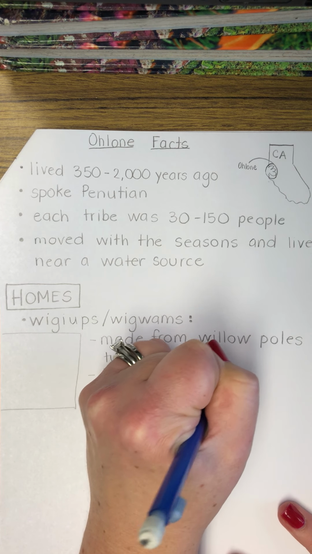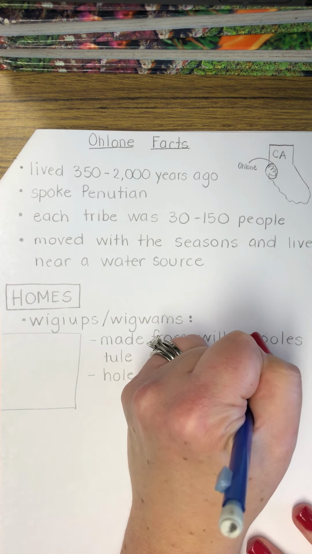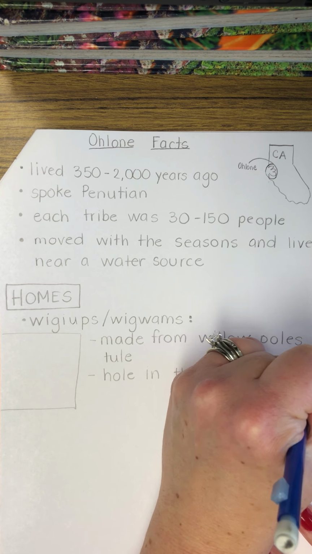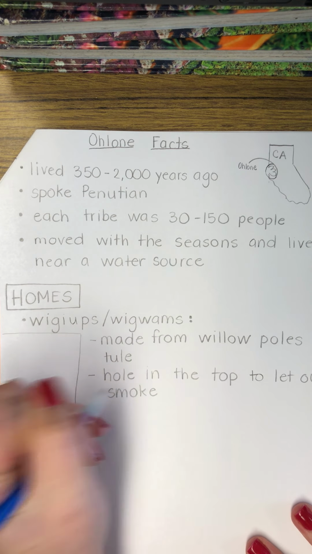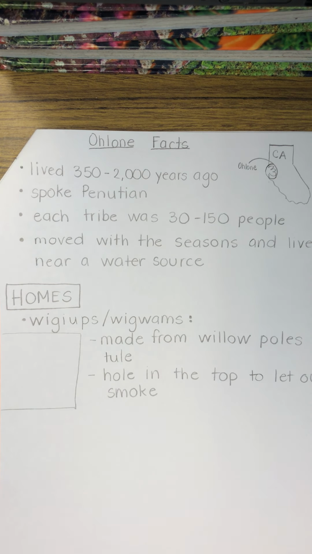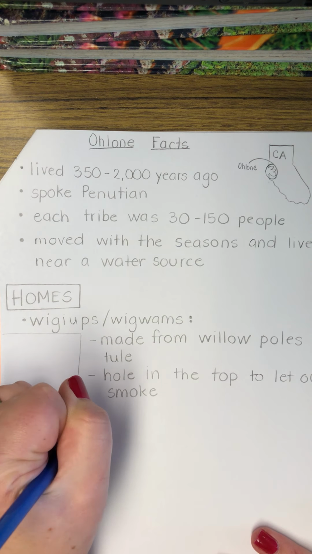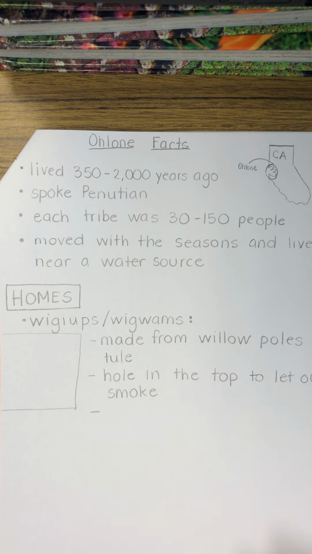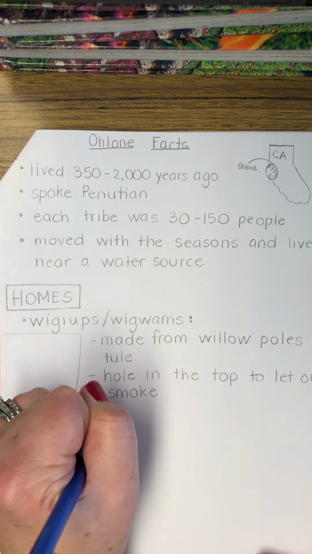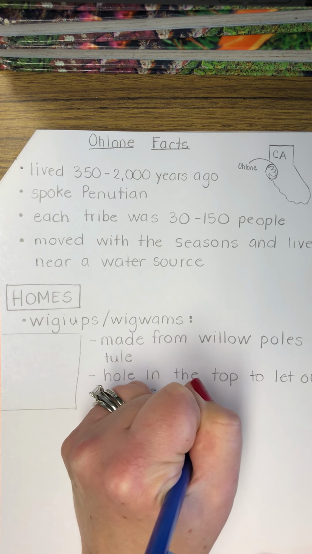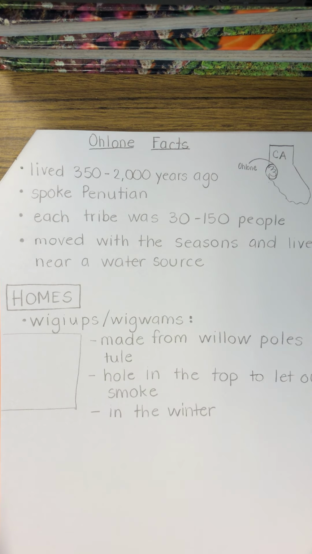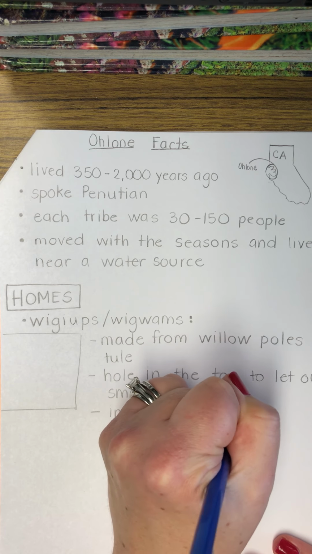If you don't let your smoke out, you're going to get lots of smoke and unclean air in your home. Think about it like a chimney, okay? You got to let that smoke out. So there was always a hole in the top to let the smoke out, all right? But they lived in the same areas that we do, right? It rains in the winter. So in the winter, all right, they maybe stored their wiggy-up. They took it apart. They took the willow poles down and the tule down, and they lived in caves.